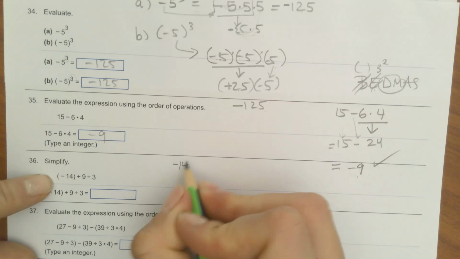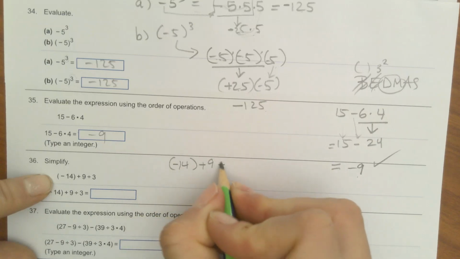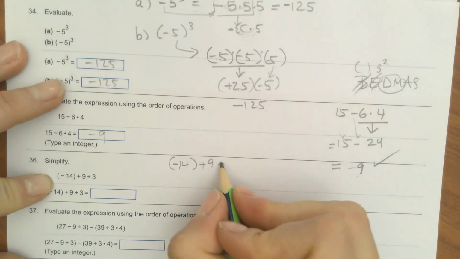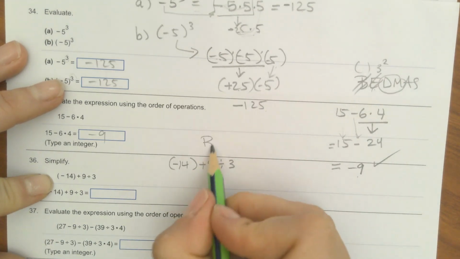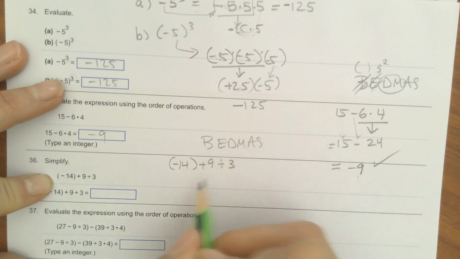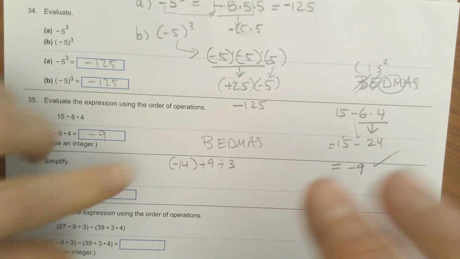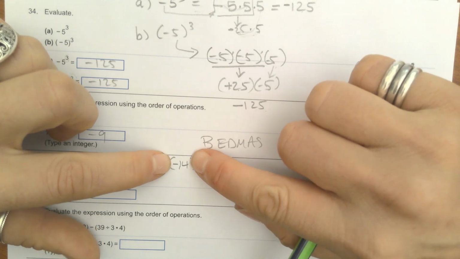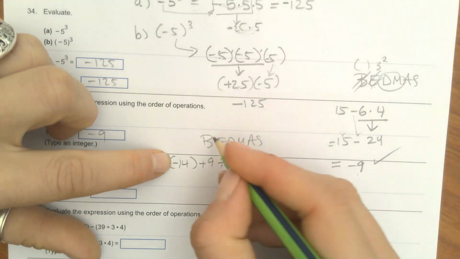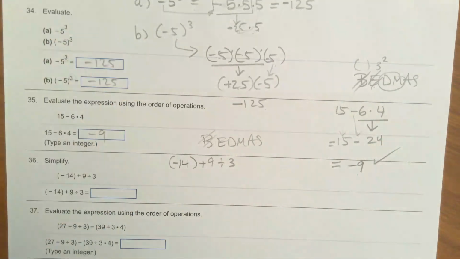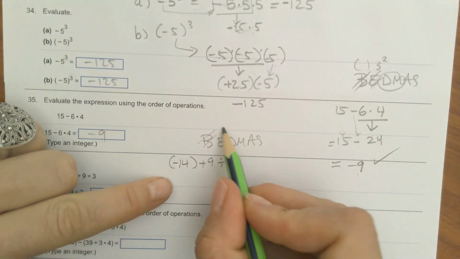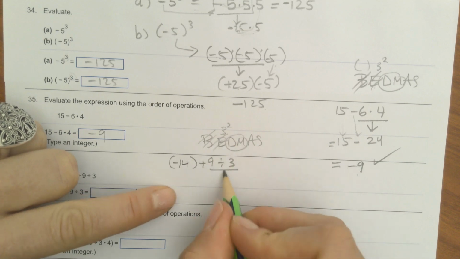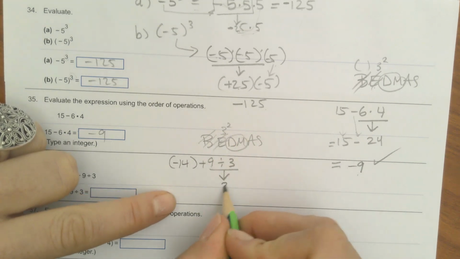Minus 14. Oops, that's a divide. Okay, so BEDMAS. Do your brackets first. I've got a bracket, but when I look inside the bracket, I can't do anything. So I really don't have brackets because I can't do anything with that one. Okay, so then exponents? Nope, no exponents. Divide, multiply? Yes, so that's next. 9 divided by 3 is 3.